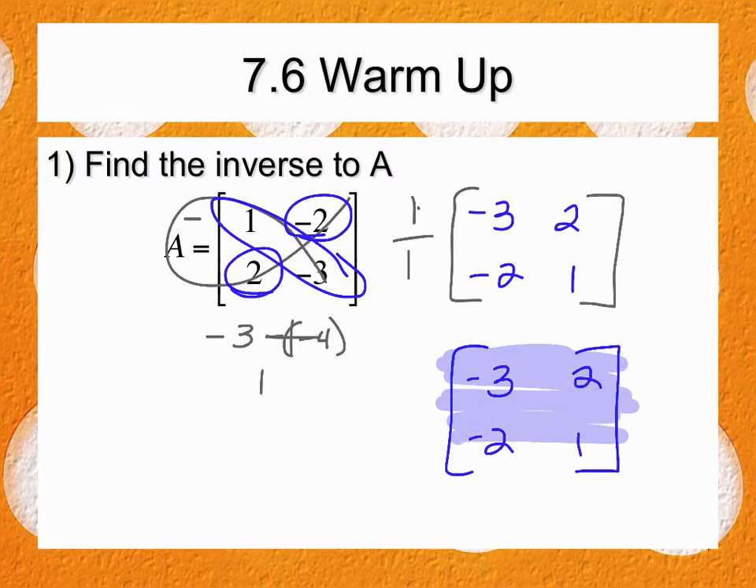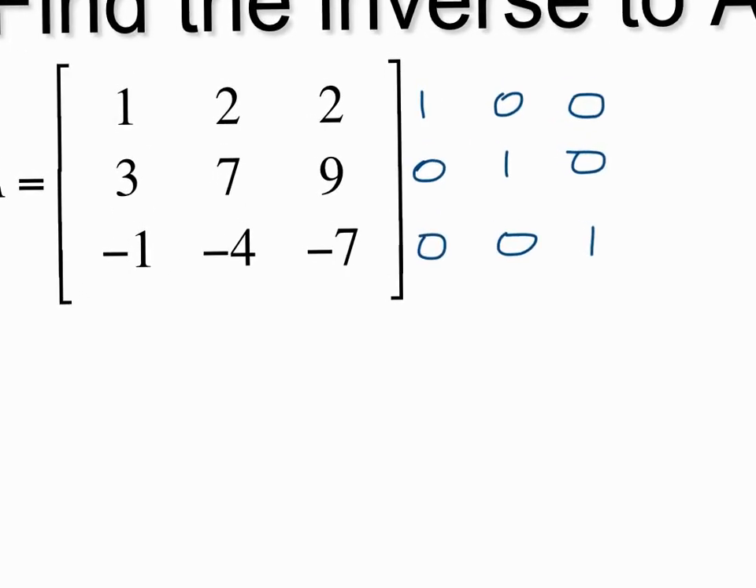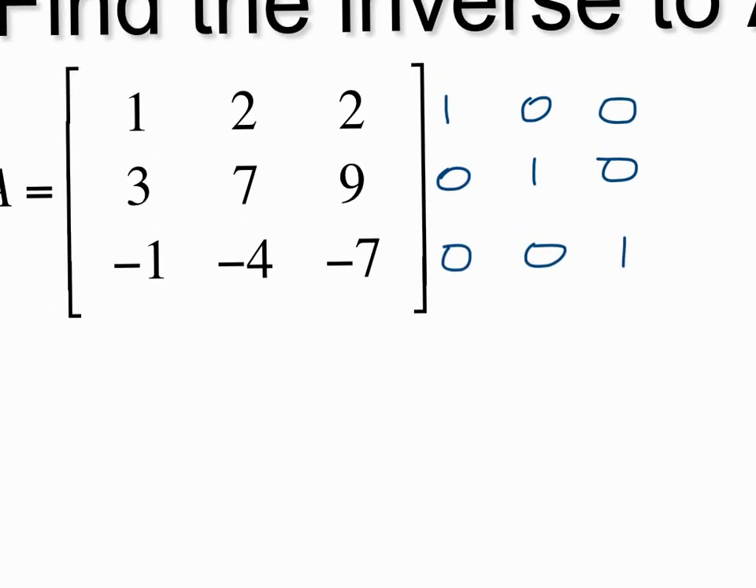Questions on that one? Easy stuff, right? With a 3x3, obviously you can't use that shortcut. You've got to figure out how to change the left-hand side so that it looks like the right-hand side. That's the reduced row echelon form: 1, 0, 0, 0, 1, 0, and 0, 0, 1. Typically, we start with that 1 in the top left corner, and it's already there for you.